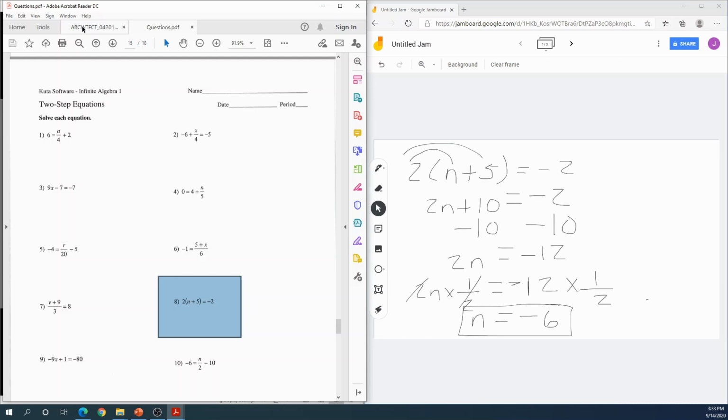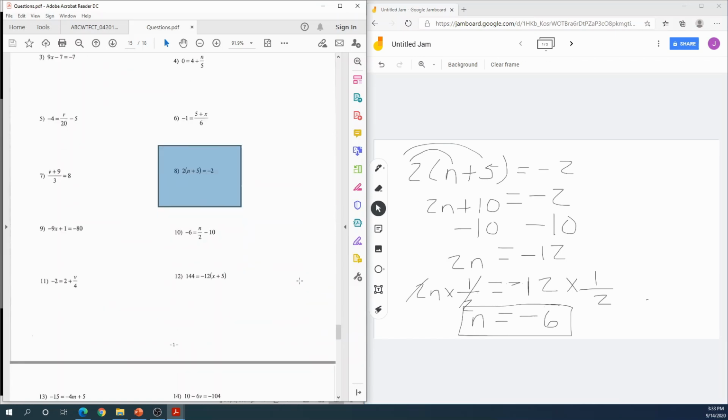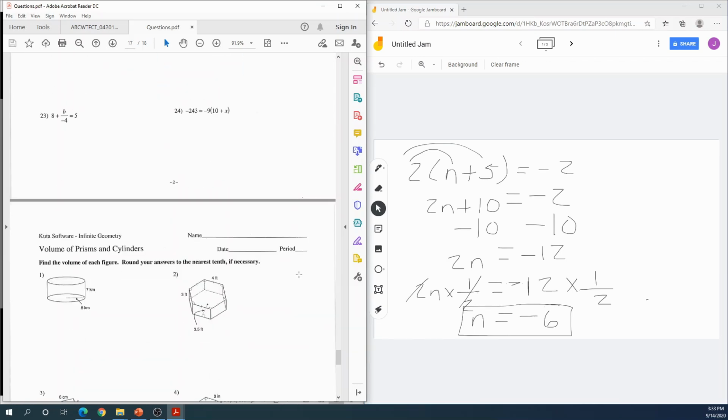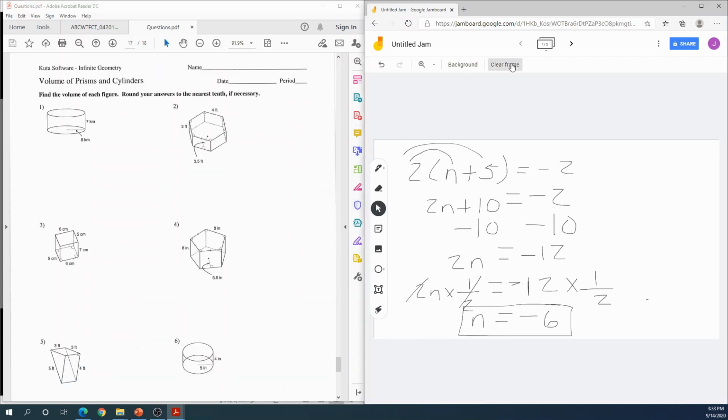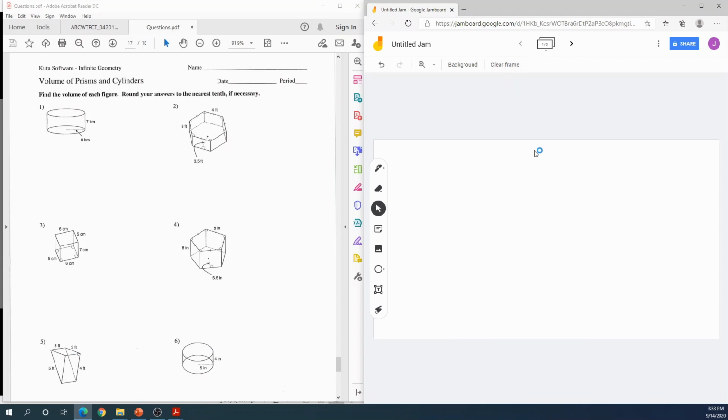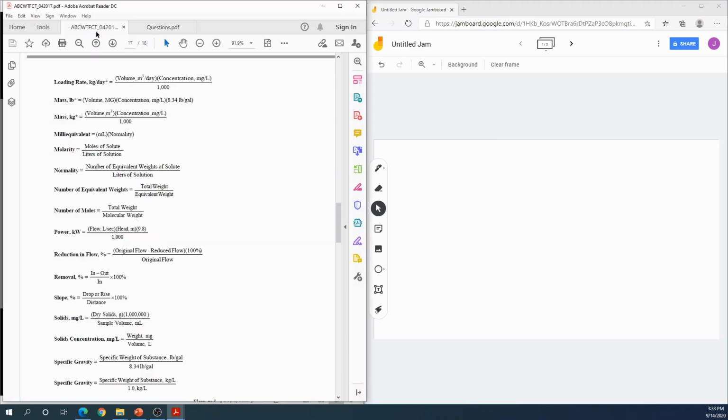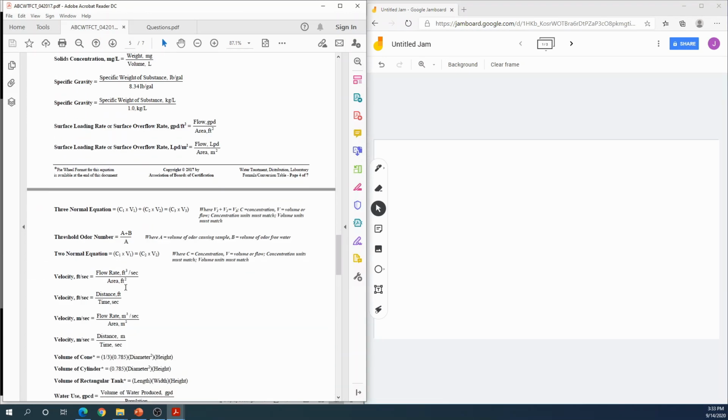All right, let's jump on down and take a look at some volumes. So again, we touched on volumes in the previous hour, but this will be a good refresher. So find the volume of each figure, round your answer to the nearest tenth if necessary. The first one we have is a cylinder. So let's jump back to our reference material and see if we can find an equation for volume of a cylinder.